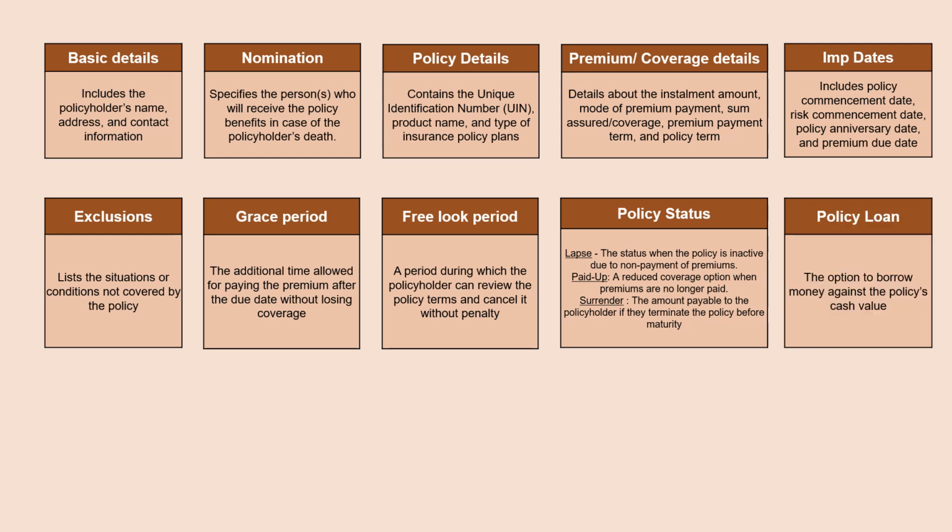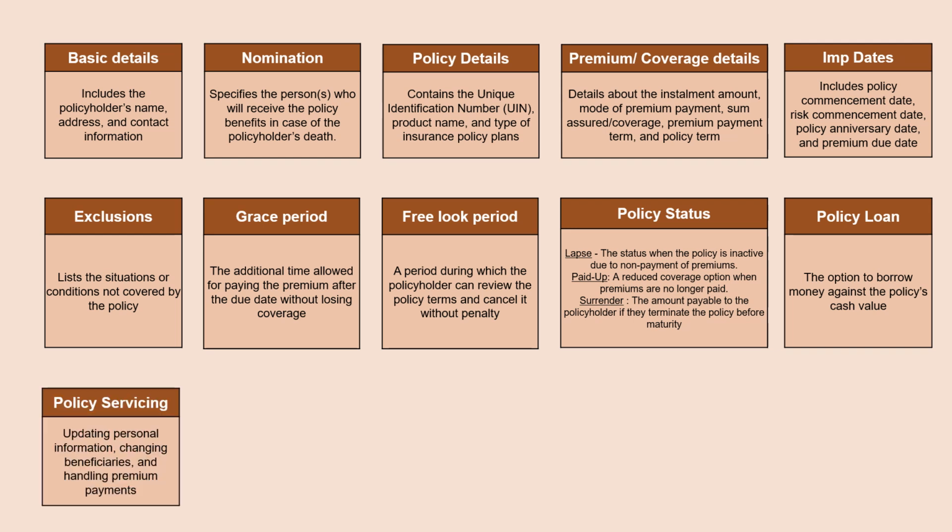Policy loan. This feature allows the policyholder to borrow money against the cash value of their life insurance policy. The loan amount is typically a percentage of the policy's cash value and it accrues interest. The policyholder can use the loan for any purpose and repayment terms are flexible. However, if the loan and accrued interest are not repaid, the outstanding amount will be deducted from the death benefit or the cash surrender value of the policy.